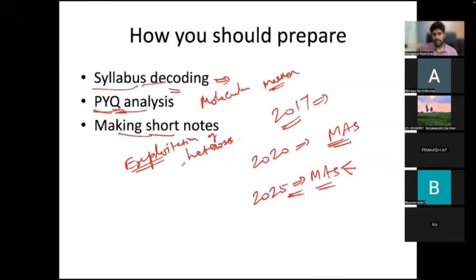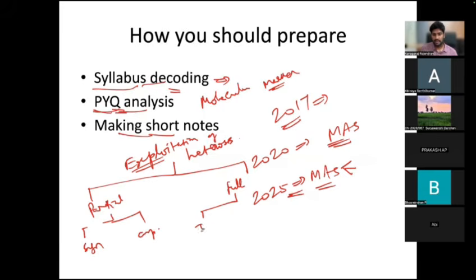You can see the dimensions for the exploitation of heterosis. We can divide them into two: partial exploitation and full exploitation. Under partial, synthetics and composites. Under full exploitation, intervarietal hybrids and then distant hybridization. Under distant hybridization, interspecific and intergeneric. This is the overall flow chart, and each topic is a separate question. So we need to analyze in this way. For the simple topic of exploitation of heterosis, we have to cover all these dimensions.